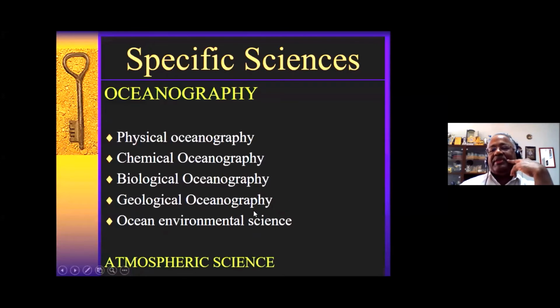Now, specific science related to ocean engineering. These are all the sciences related to ocean. They are called oceanography. That is a common name. But inside that you have physical oceanography, chemical oceanography, biological, geological, ocean environment science. These are all the major ones.